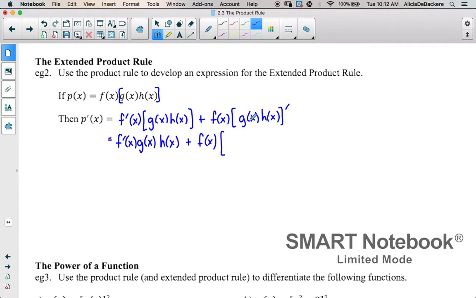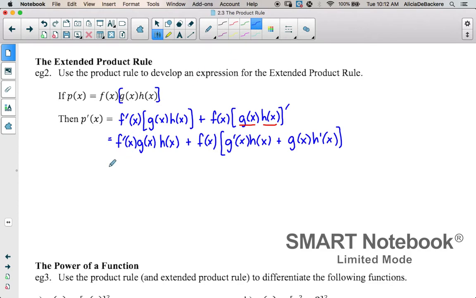But now I'm going to take the derivative inside the bracket here. So g at x is my first thing, h at x is my second thing. Take the derivative of the first thing, multiply it by the second thing, and then add, leave the first thing alone, and take the derivative of the second thing. And that's just my regular product rule.